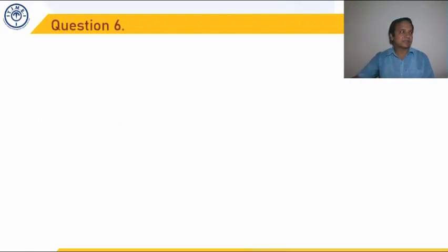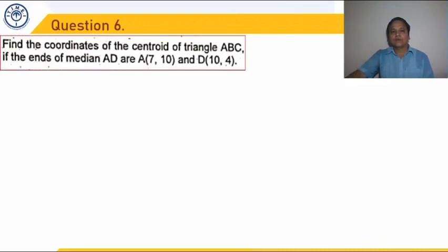Question number 6. Find the coordinates of the centroid of triangle ABC if the ends of median AD are A(7, 10) and D(10, 4). We have to find the coordinates of the centroid of the triangle ABC.